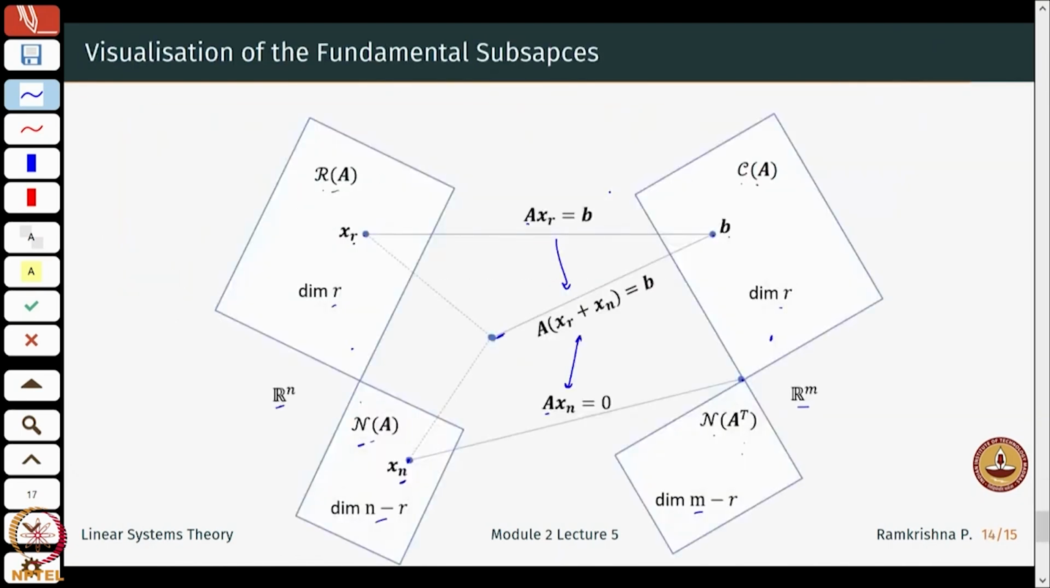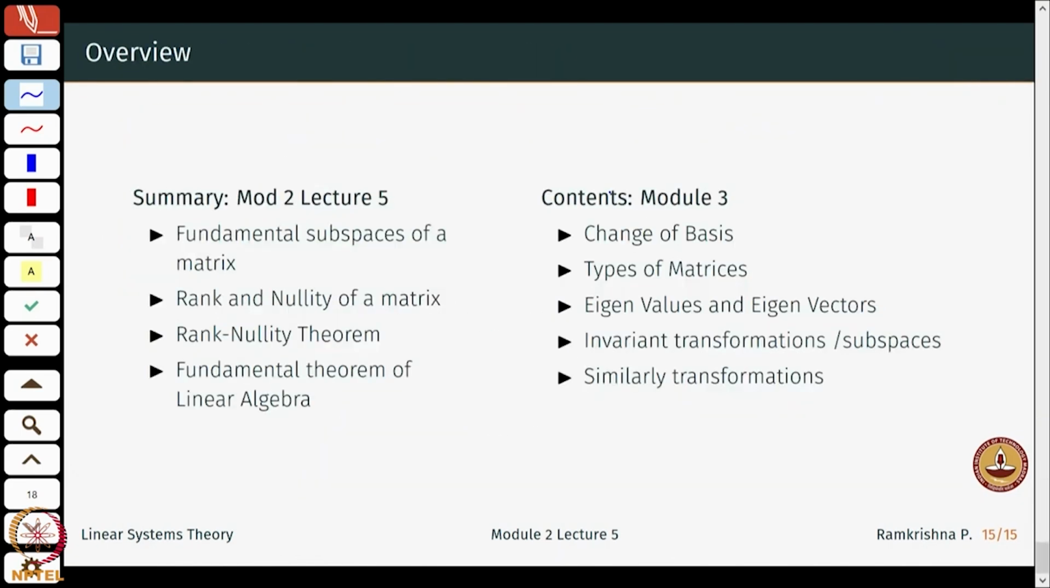Okay. So what we did in this lecture is to define fundamental subspaces of a matrix. We had the concepts of rank and nullity of a matrix. We did a proof of the rank-nullity theorem and also the fundamental theorem of linear algebra together with its geometric visualization.